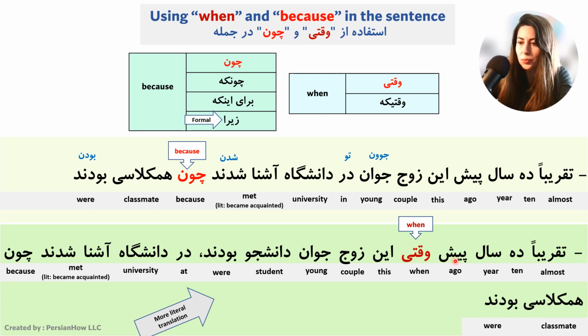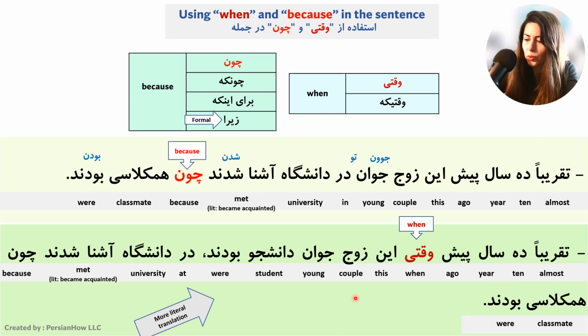تقریباً 10 سال پیش وقتی این زوج جوان دانشجو بودند در دانشگاه آشنا شدند چون همکلاسی بودند. So now we have a dependent clause here, and then we have another dependent clause here. And the informal form is also the same. So what changes in the informal language is the same.